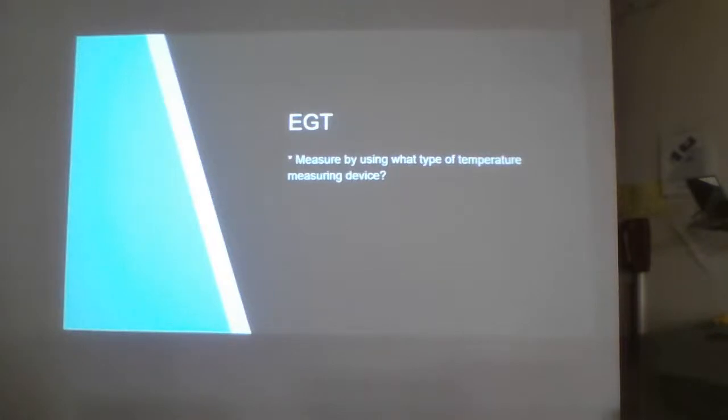Okay, so this is another question directly from your ASA test guide. EGT measuring is accomplished by using what type of temperature measuring device? Chromel, alumel, thermocouples. So when you're asked that question, it wants to know what type of device is used to measure this temperature, and it's a thermocouple, and that thermocouple is made out of chromel and alumel dissimilar metals.